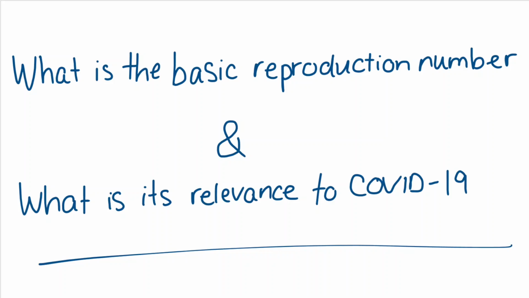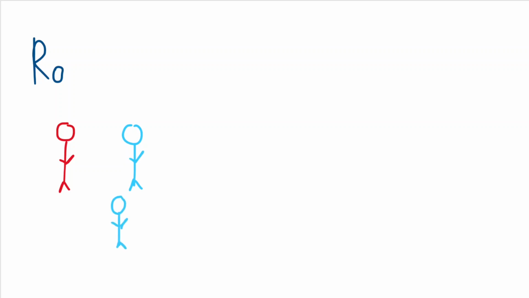What is the basic reproduction number, and what is its relevance to COVID? Since the beginning of the pandemic, we have heard a lot about the basic reproduction number, also called the initial reproduction number, or more famously R0. R0 is the expected number of cases directly generated by one case in a population where all individuals are susceptible to infection. For example, if patient 0 here directly infects 2 people in the population with this new virus, then the R0 of this virus is 2.